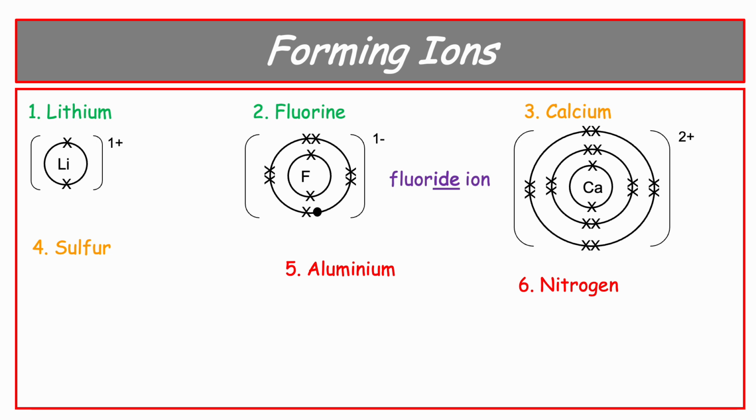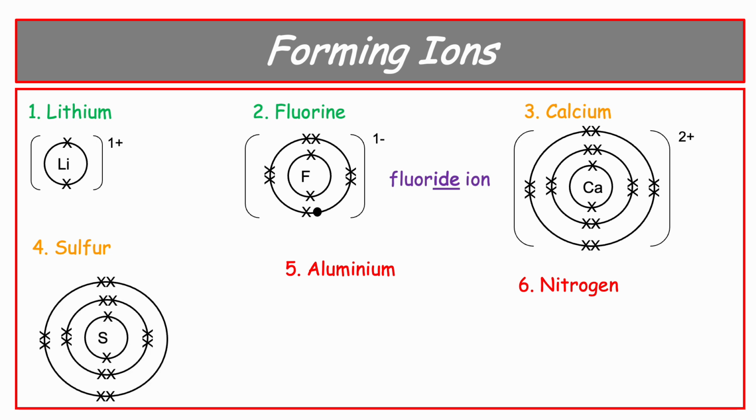Sulfur, I know, has 16 electrons, so I know goes 2 in the first shell, 8 in the second shell, and 6 in the outer shell. Therefore, sulfur would like to gain 2 electrons. I'm going to use dots to show those electrons coming from a different atom, and that therefore gives sulfur a charge of -2 because it's gained 2 negative particles.